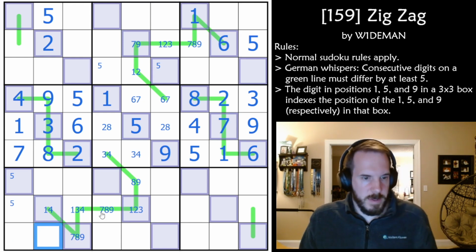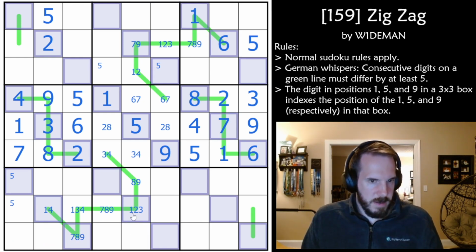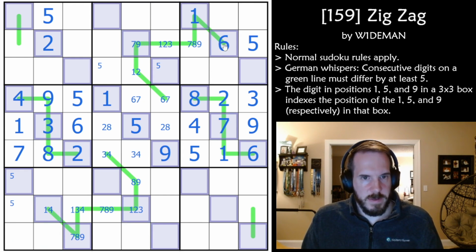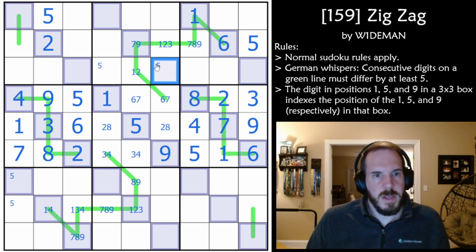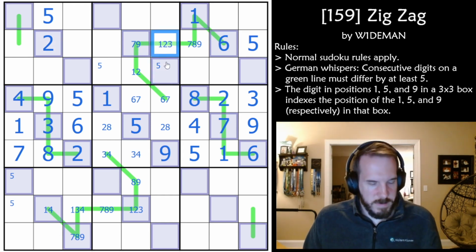What else can we do? Well, we can start looking at some of this indexing. So the 1 is taken care of, the 6 is taken care of. Here we've got our 7, 9. Just making sure I'm not missing any Sudoku while I'm doing this. That's 2 sees this.